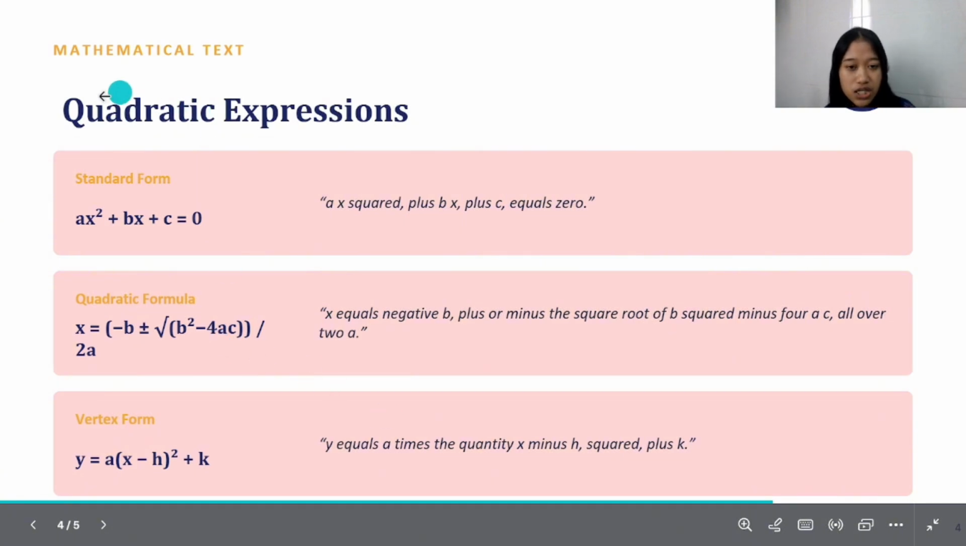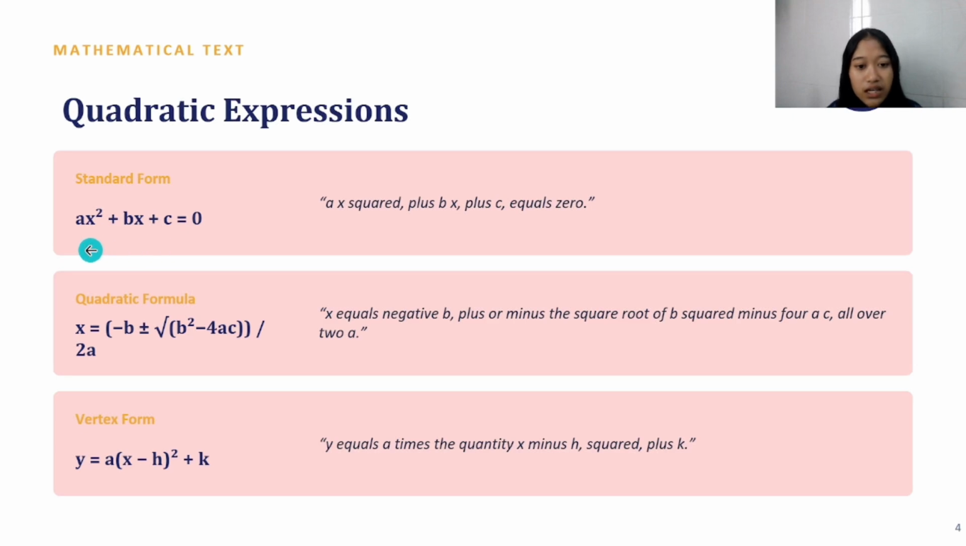The first expression is the standard form. The equation is ax squared plus bx plus c equals 0. The second expression is the quadratic formula. The formula is x equals negative b plus or minus the square root of b squared minus 4ac all over 2a. This formula is used to find the roots or solutions of a quadratic equation.